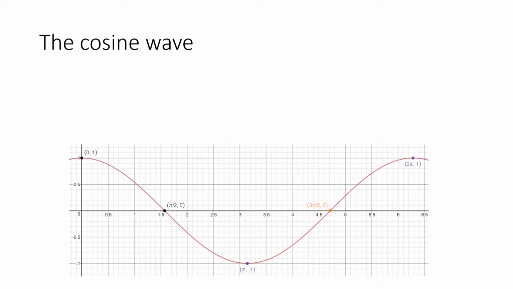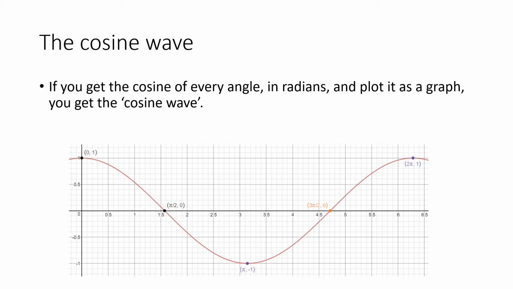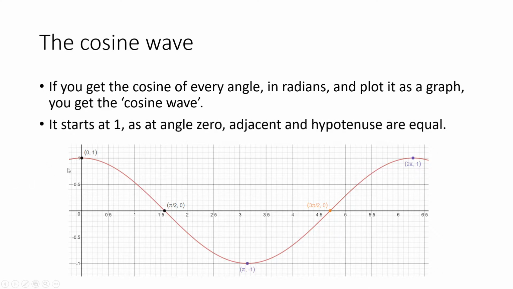Cosine, because it's working out the x essentially, you get the cosine of every angle and plot it as a graph, you get the cosine wave. And it starts at 1 because if you've got an angle of 0, you're pointing directly to the right, then your adjacent and hypotenuse are equal. So from SOHCAHTOA, A divided by H will give you 1, they're equal, so it gives you 1.